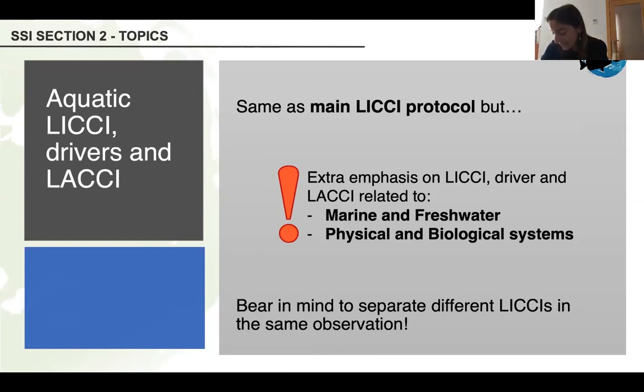So for example, let's say somebody says, the waters are more murky, so they are more turbid now, and because of that, the fishes don't come to the coast, and because there are no fish in the coast, the algae are overgrowing. So in this same observation, we have 3 LICCIs, right? We have increased turbidity in the water, we have reduced fish in the coast, and we have more algae on the coast. So these are 3 separate LICCIs, and I just want to remind you about this, because for me it's a little bit confusing as well.